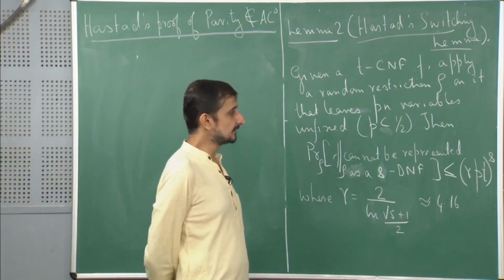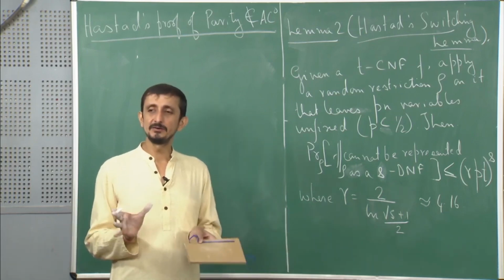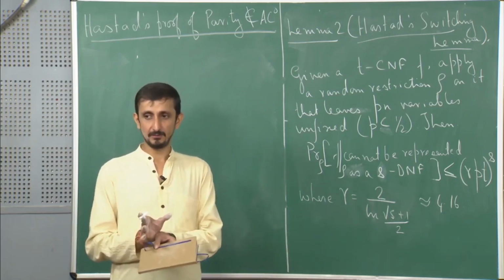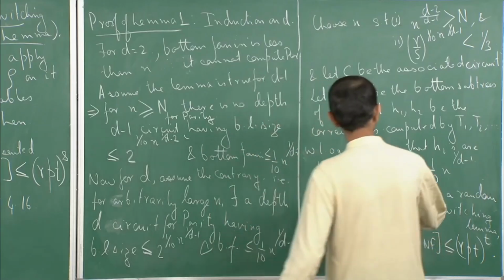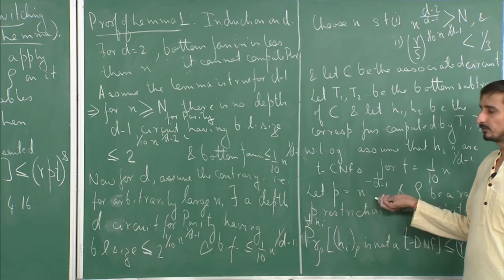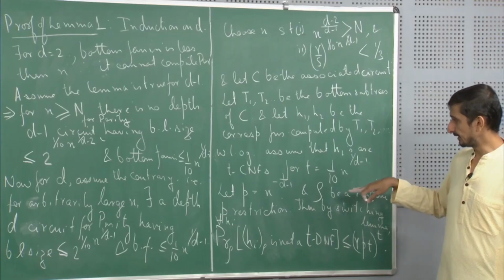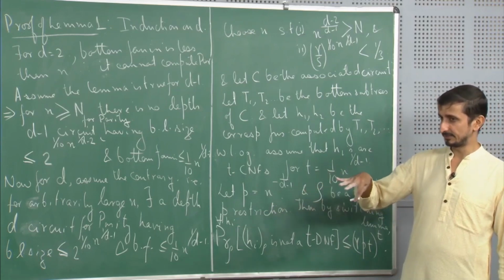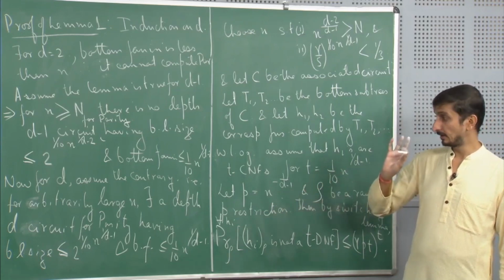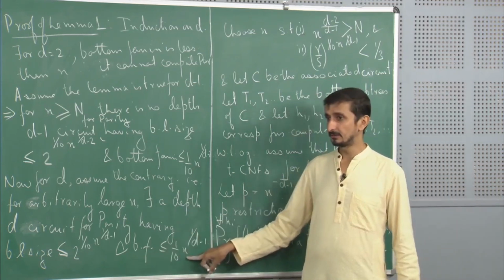The reason why we choose those is because finally we want the probability calculation to be bounded by something. Here I have already chosen my parameters, I have chosen t to be this quantity and I have chosen p to be this quantity. Your question is why the TCNF is bounded by this T? Because the bottom fan-in is bounded by this.